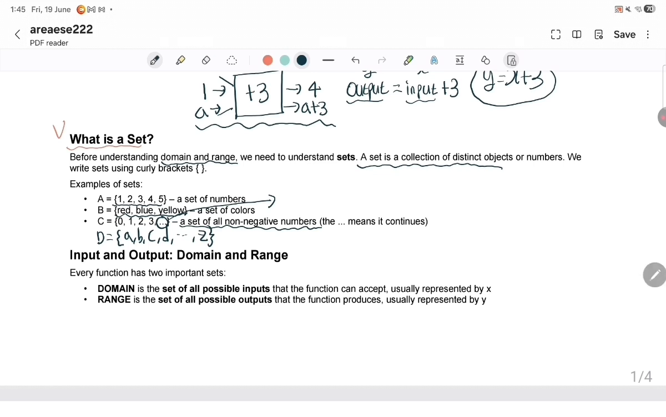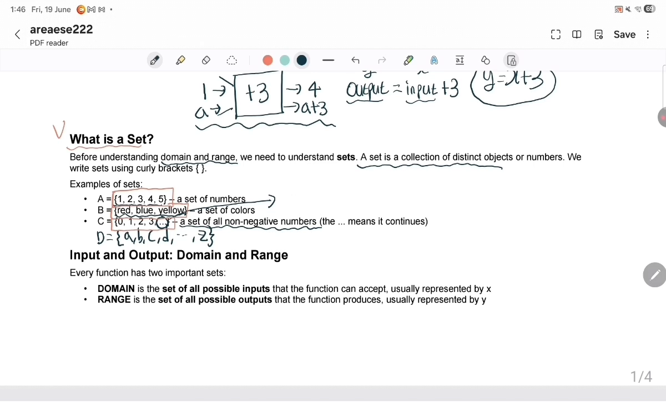Let's have a look at the first one. A. There are 5 numbers: 1, 2, 3, 4, 5. Second one, B. Red, blue, and yellow. There are 3 of them. But C: 0, 1, 2, 3, 4, 5, 6, dot dot dot. And this one, we can't count the number. This set has an infinite number of numbers.